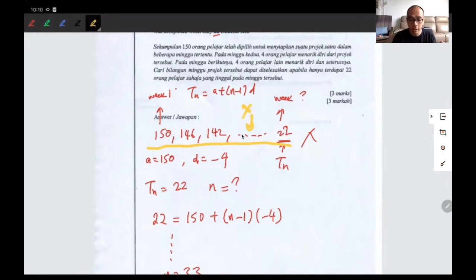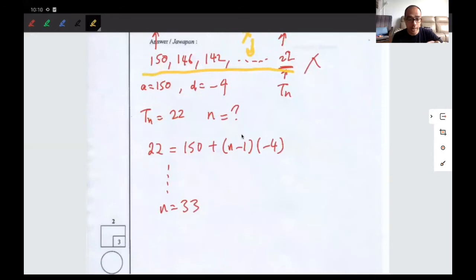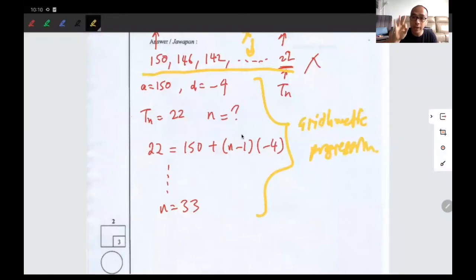Or if you want to calculate it using arithmetic progression, then you use this method. Okay, this is the arithmetic progression way. So either way, you will get the same answer. Okay, pada minggu ke-33, hanya 22 orang saja yang tinggal daripada 150. Because every week 4 people will quit. Okay, so either way is fine lah. You can do either way. Of course, the arithmetic progression way is always better lah. Okay, but totally no problem as long as you can get the final answer.